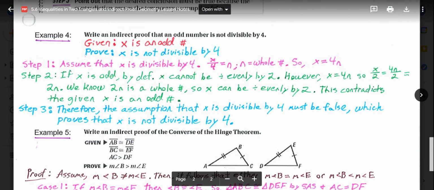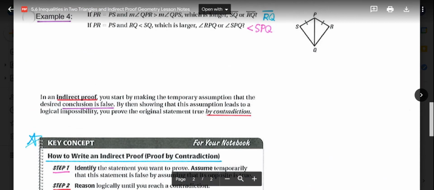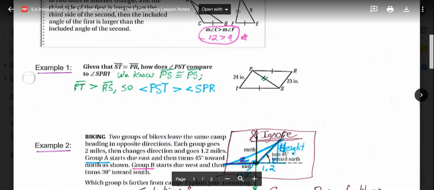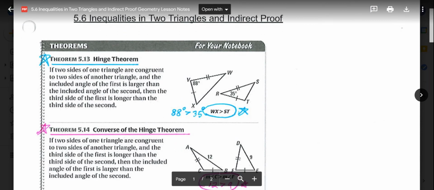So for indirect proofs, you want to do your best to use these 3 steps to try to simplify the process. And again, I know with this being a new piece, this will get a little bit tricky, so don't freak out if you're struggling with the indirect proofs. The most important piece from this lesson are the 2 theorems here, the hinge theorem and the converse, and how you apply those.